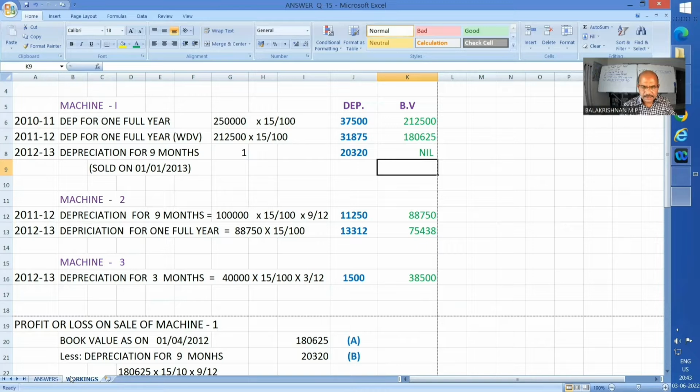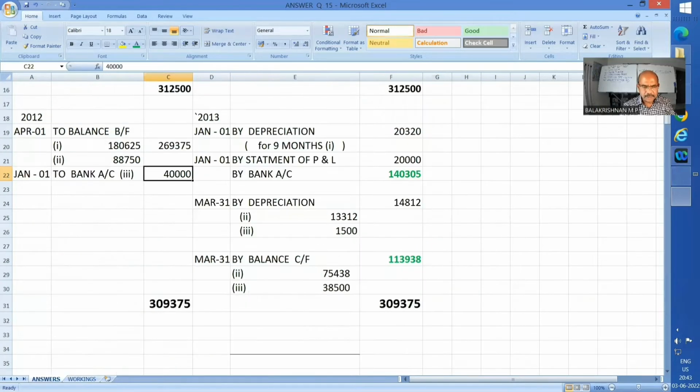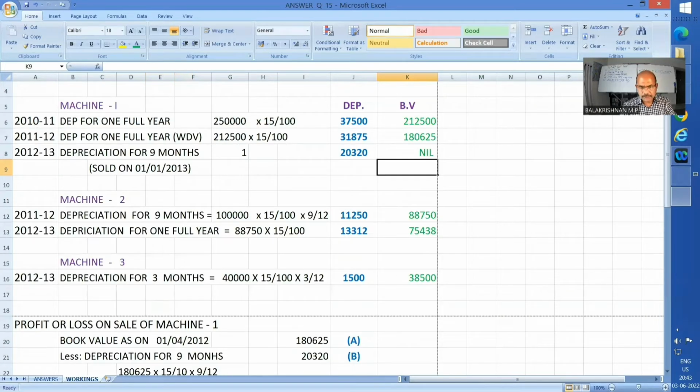Second machine, you tell me what is the depreciation I have shown here? 13,312. Yes. How did I get it? 13,312 is the 15% applied on the year beginning book value. That is nothing but 88,750.